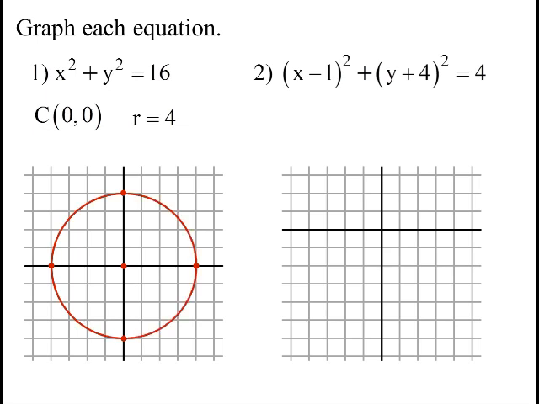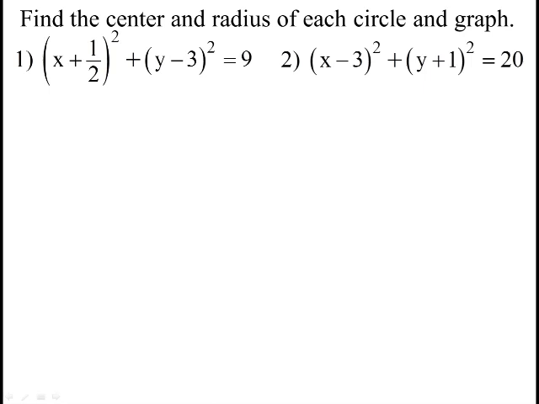Number 2, what's the center? It should be (1, -4). And the radius would be the square root of 4, which is 2. So this one's a smaller one. Not much different, maybe some more challenging numbers for you, but same idea.